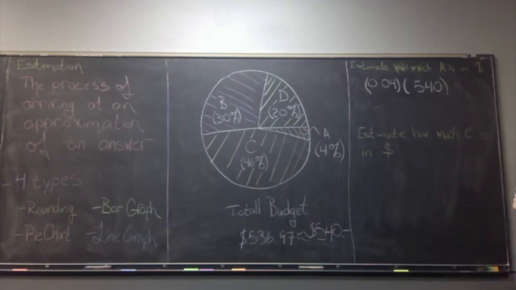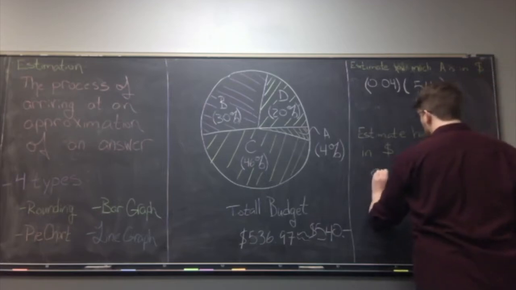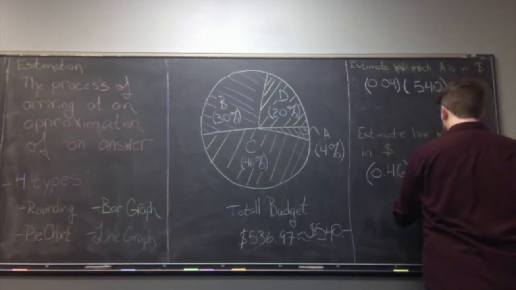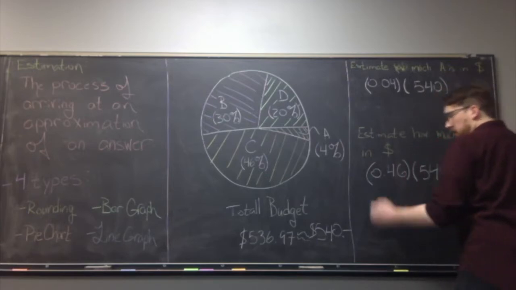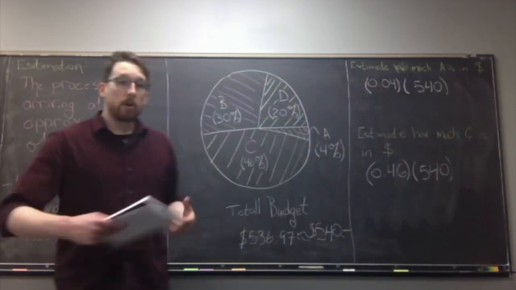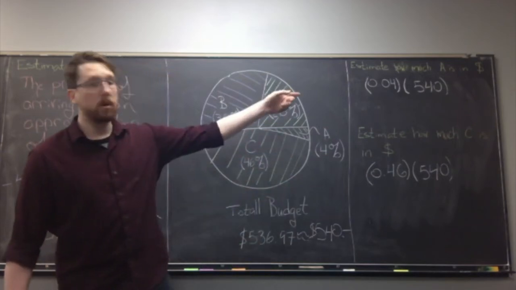And C is going to come out to be 0.46 times 540. Now you might be asking yourself, well, wait a minute. This is supposed to be in terms of 46 and 4%. Where did the 0.04 come from?